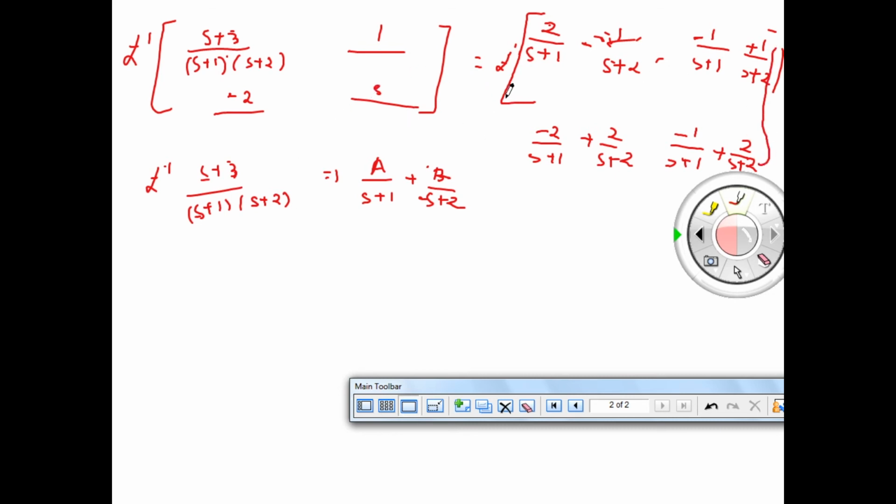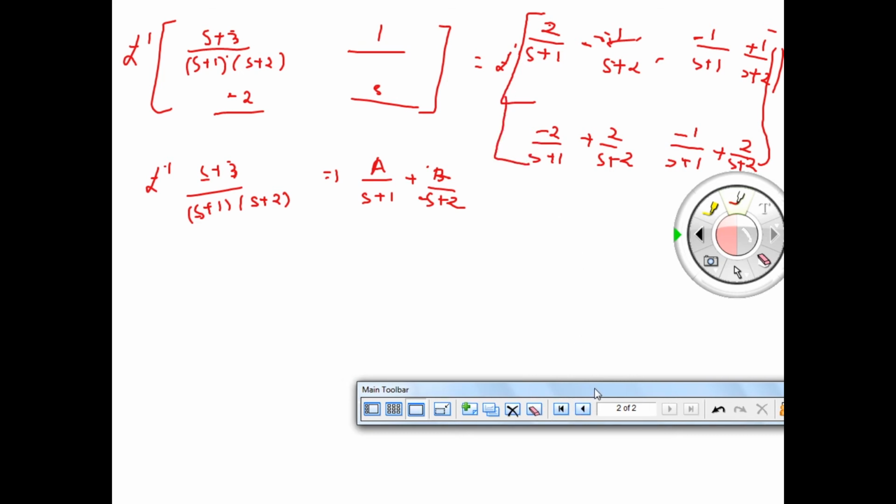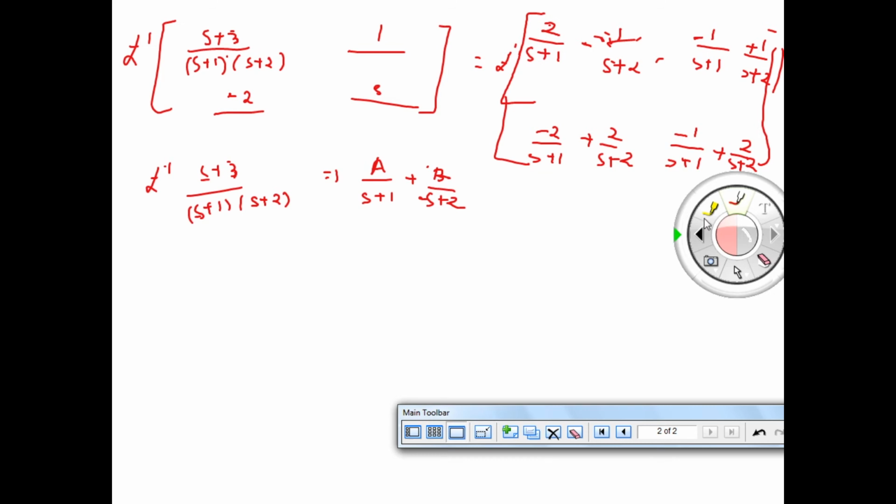Okay, now we will take the Laplace transformation of each and every value. So first I will take this term, Laplace transformation of this term. So I will write separately inverse Laplace transformation of 2 upon s plus 1 minus inverse Laplace transformation of 1 upon s plus 2.